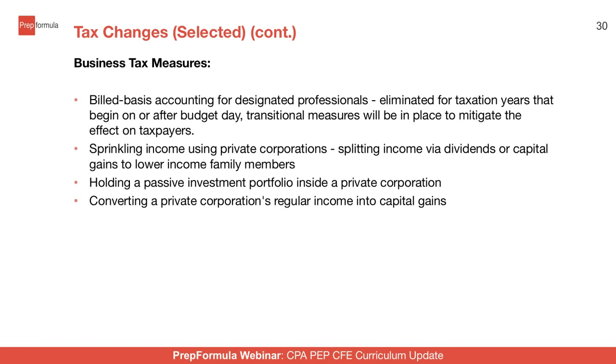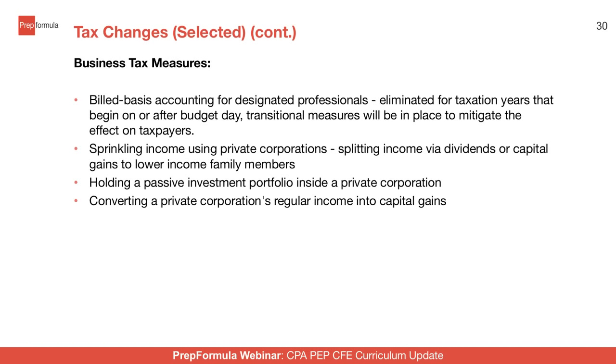Transitional measures will also be set up in place. Income sprinkling using private corporations. So this is where you hire your spouse to work in your business on paper to, hopefully, use that person's income tax bracket simply for managing your income and paying less tax. That's going to be heavily reduced.